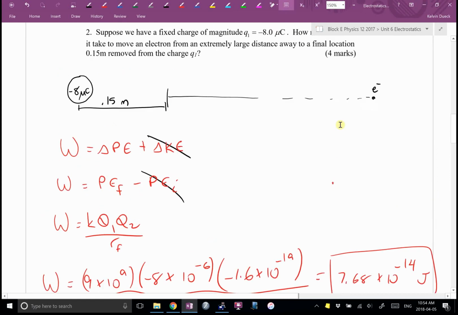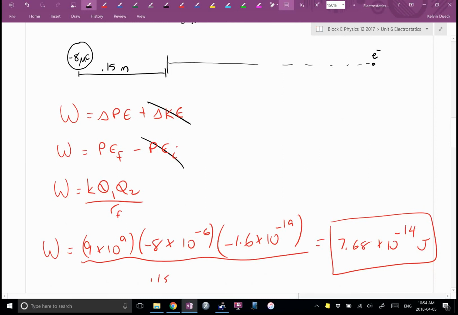I would give you 4 out of 4 for that. Otherwise, I'd probably go 1 mark for that, 1 mark for canceling out the potential energy initial, 1 mark for the numbers, and 1 mark for the answer. And then I would turn the page over.